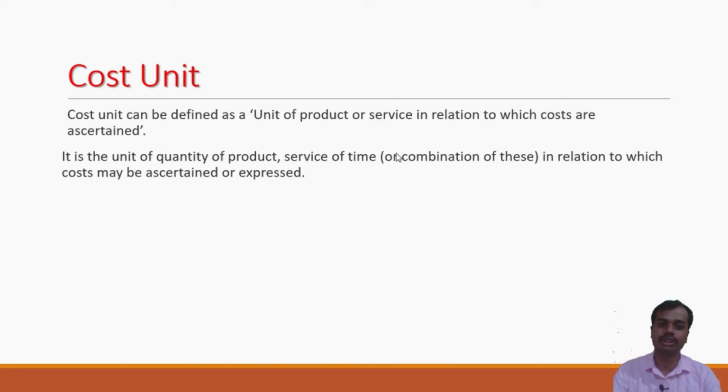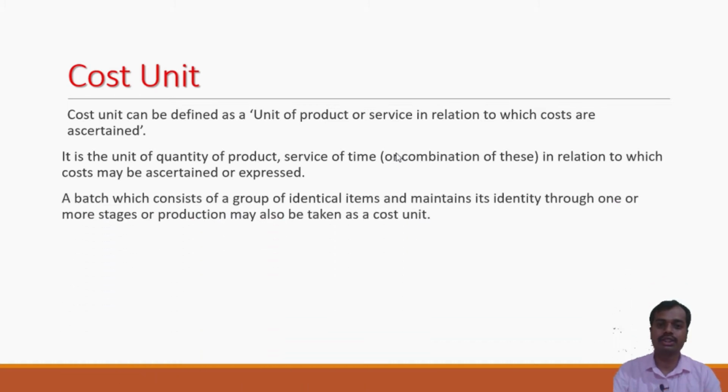We may, for instance, determine service cost per ton of steel, per ton kilometer of transport service, or per machine hour. Sometimes a single order or contract constitutes a cost unit, which is known as a job. A batch, which consists of a group of identical items and maintains its identity through one or more stages of production, may also be taken as a cost unit.